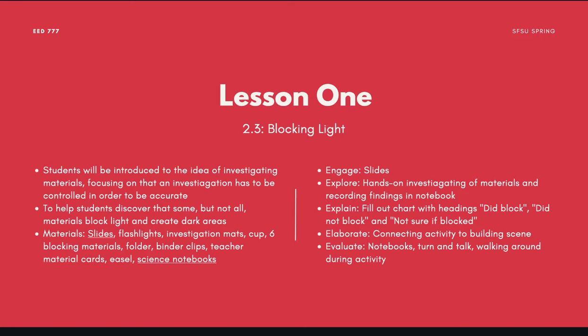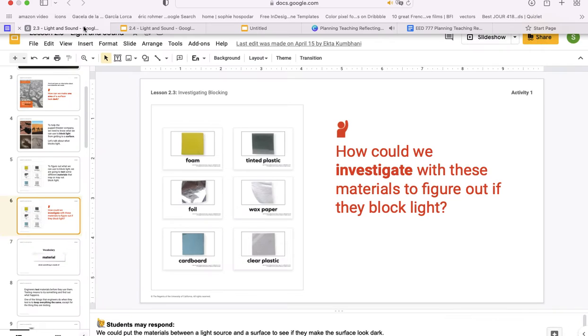All right, so just really quickly, lesson 1 was 2.3, blocking light. The objective was that students will be introduced to the idea of investigating materials, and that an accurate investigation has to be controlled. It also was to help students discover that some, but not all, of the materials they use block light and create dark areas.